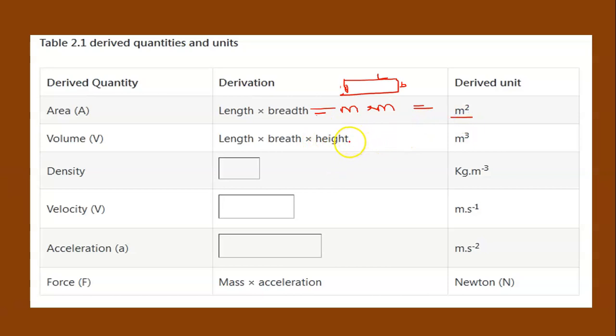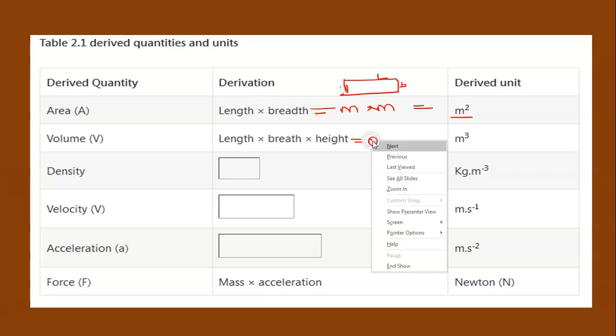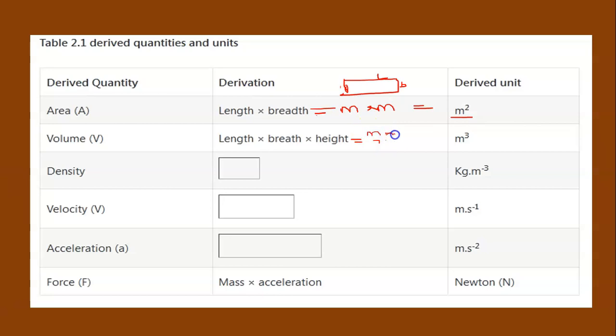The volume is length times breadth times height. Let's take them one after the other. The SI unit for length is m. SI unit for breadth is also meters. SI unit for height is also meters. So this will be 1, 2, 3, m cubed, from your laws of indices.